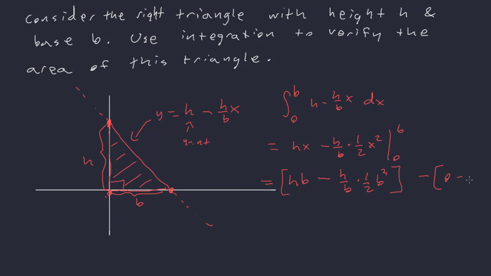Well, these two things go to 0. So it'll be 0 minus 0. And so we're going to get h times b minus h over b times 1/2 b squared. So here, this b cancels with one of these, so we have hb minus 1/2 hb, which ends up being 1/2 hb, or 1/2 base times height, which does line up with what we know about the area of a triangle.